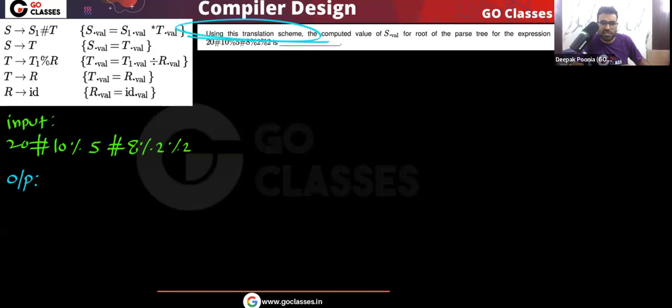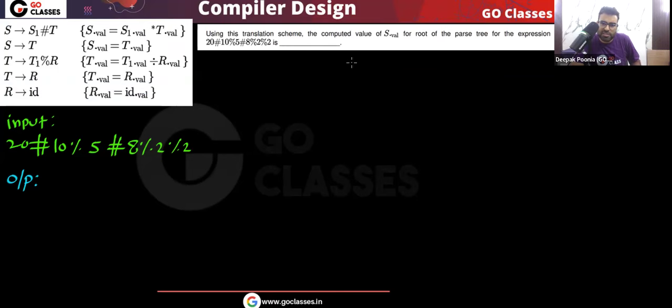Okay, using this translation scheme, using this SDT, what will be the S dot value for the root node of the parse tree for this expression? So let's build the parse tree. That is step number 1 to evaluate any postfix SDT. This is the postfix SDT. So how to evaluate this postfix SDT? We will build the parse tree without semantic actions.